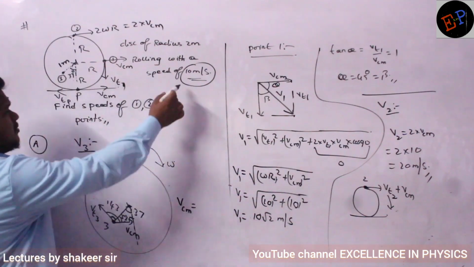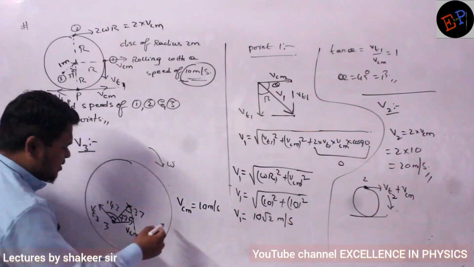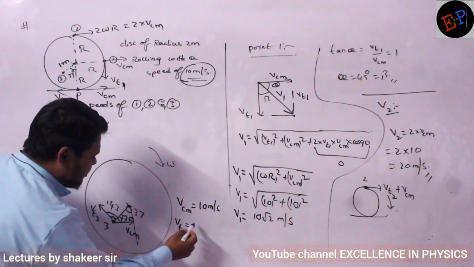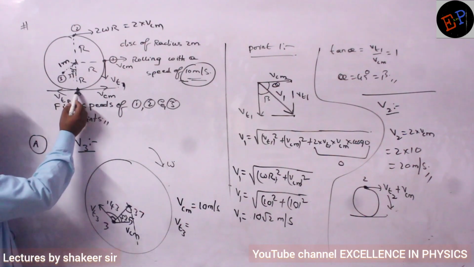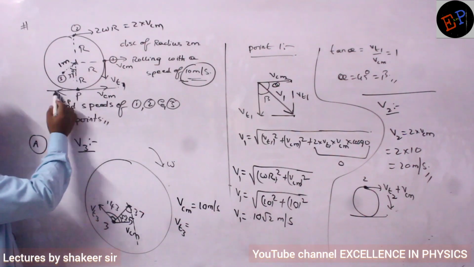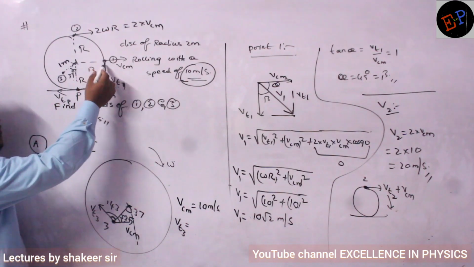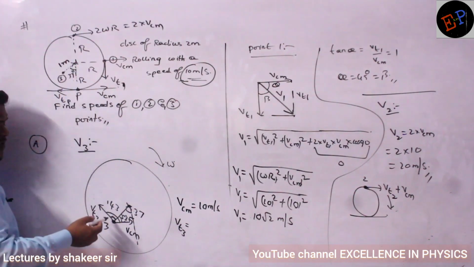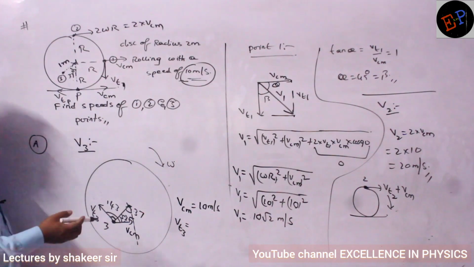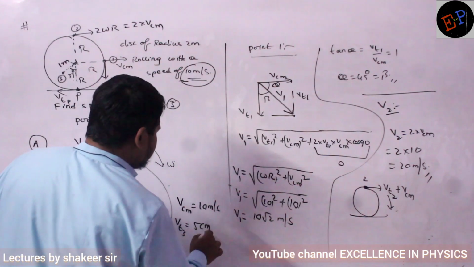Now velocity of center of mass is how much? It is already given, no? Velocity of center of mass is 10 meters per second. Now can you say what will be the tangential speed of point number 3? What is the tangential speed of point P? Tangential speed is 10 only. Tangential speed of point number 1, 10 only. Tangential speed of point number 2, 10 only. Tangential speed of point number 3, it will be 5 only. Why will it be 5? Because radius is half, no?